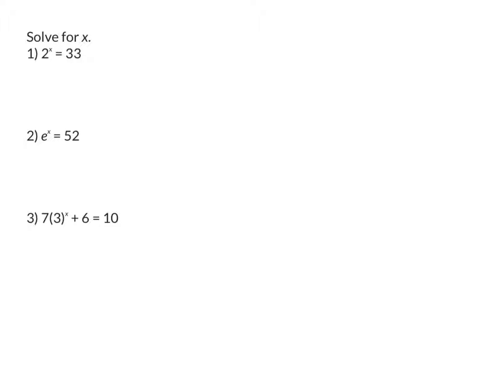Hello. In this video we're going to be solving exponential equations. And so what I have here in number 1 is 2 to the x power equals 33. Now we know that if we had, say, 2 to the x power equals 32, that x would be 5 because 2 to the 5th is 32. But 2 to the what power makes 33?